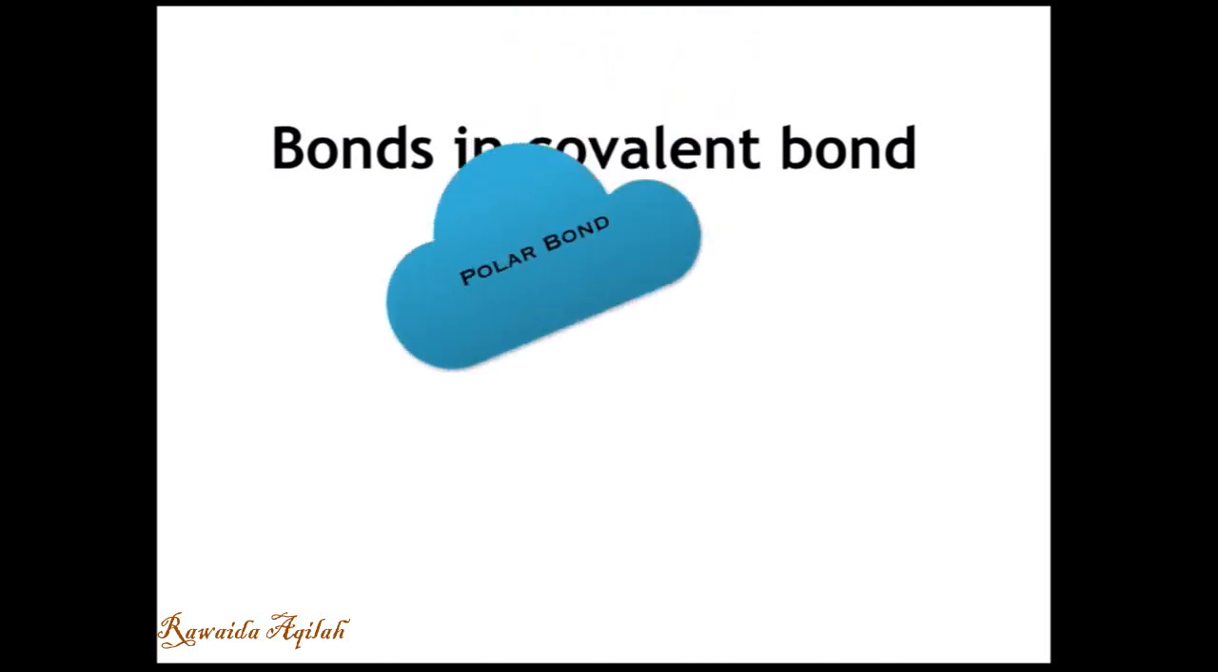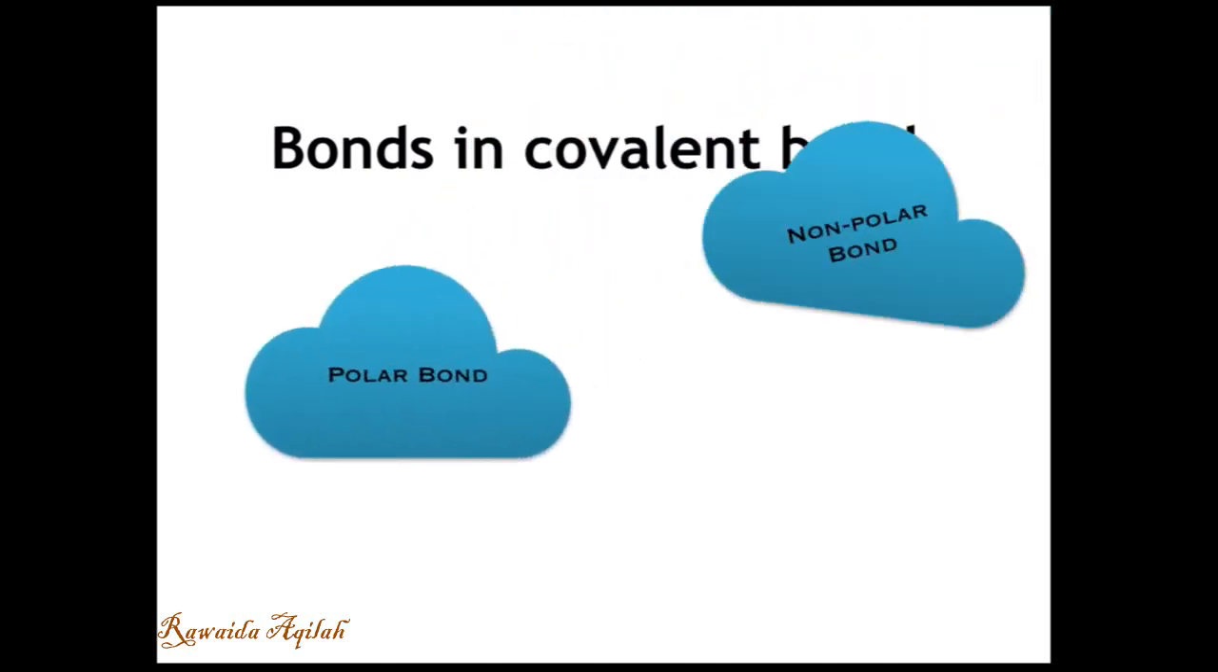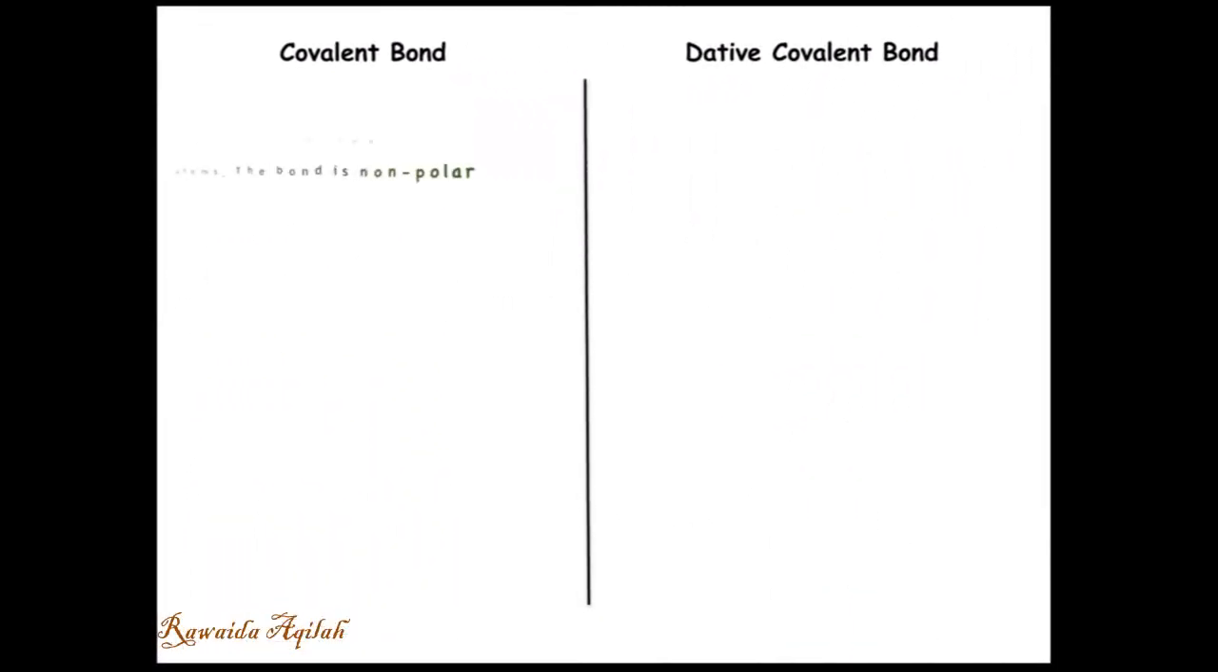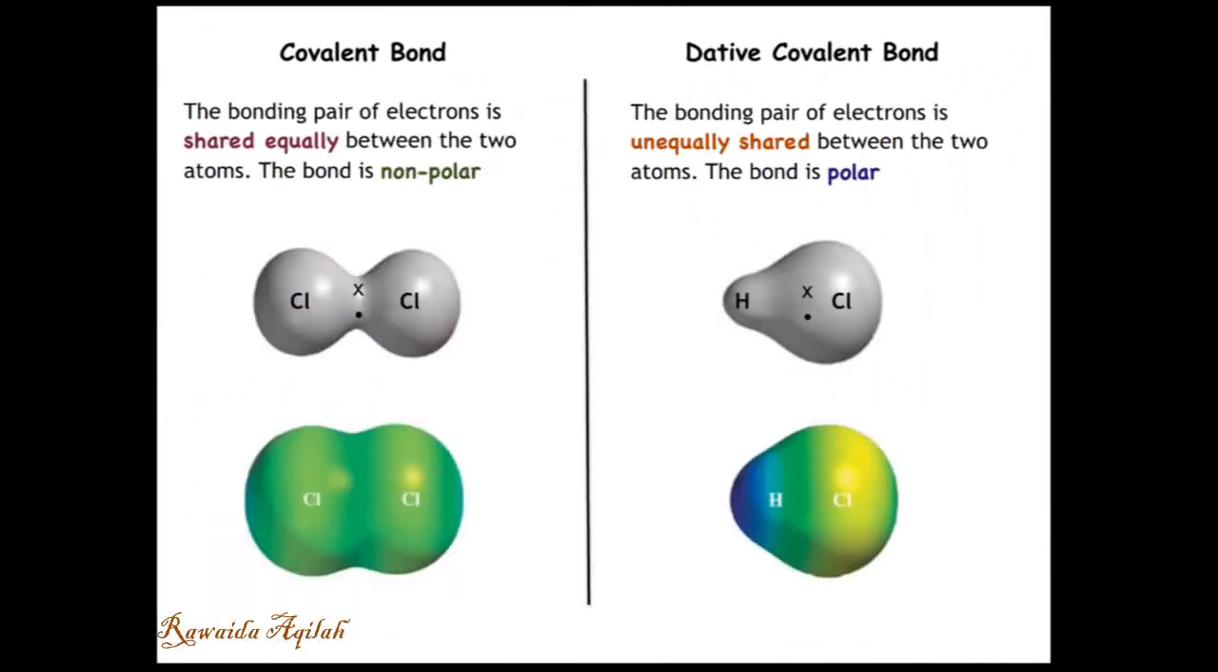The bonds in a covalent bond could be either polar or non-polar. In a non-polar covalent bond, the bonding electrons are shared equally between the atoms, while the bonding electrons in a polar covalent bond are shared unequally. The bonding electrons in a polar covalent bond are closer to the more electronegative atom.